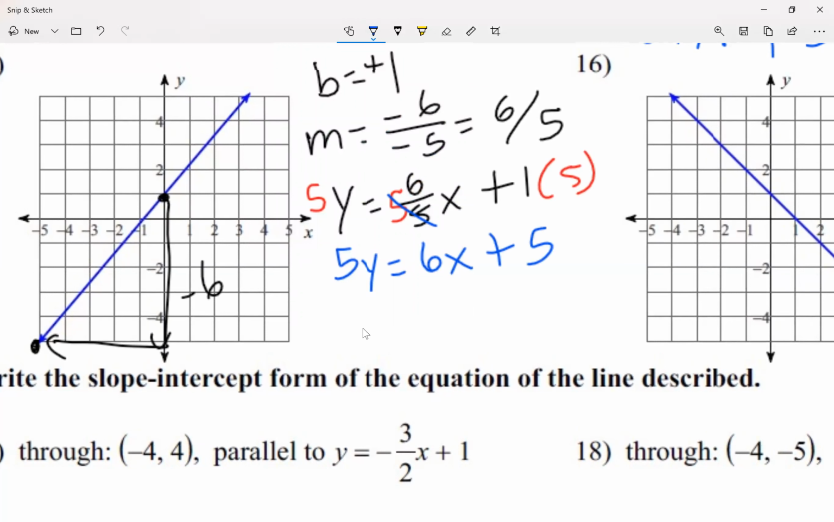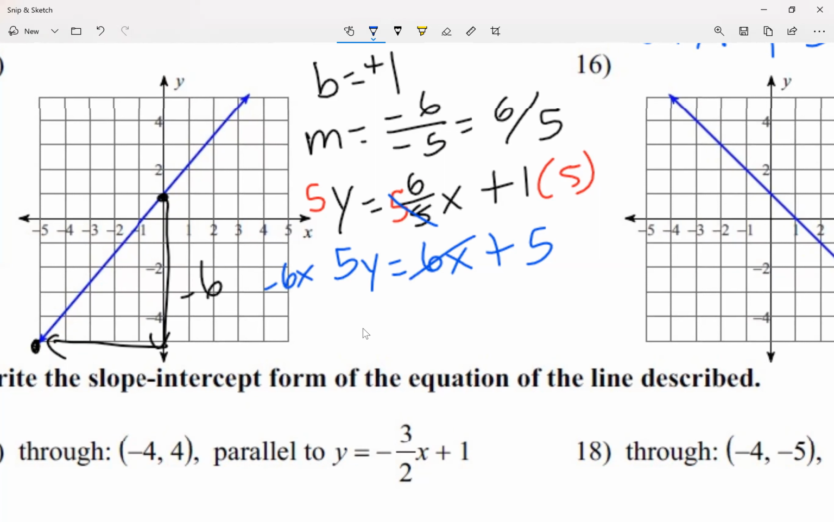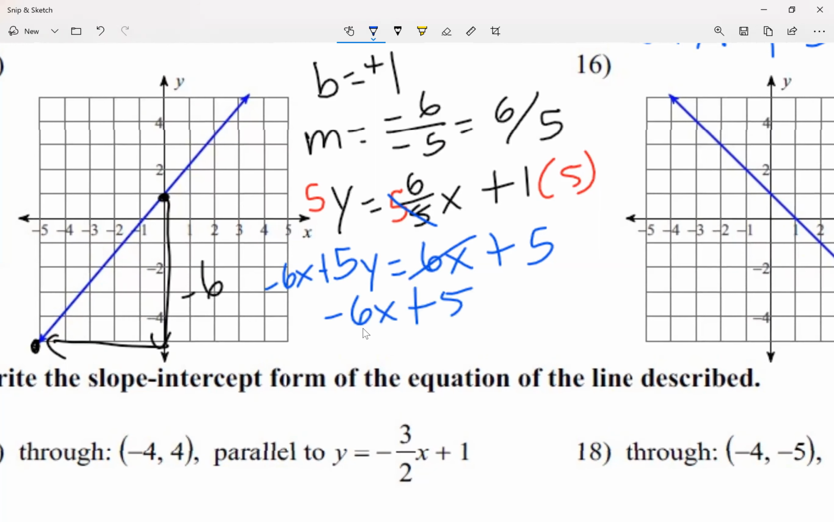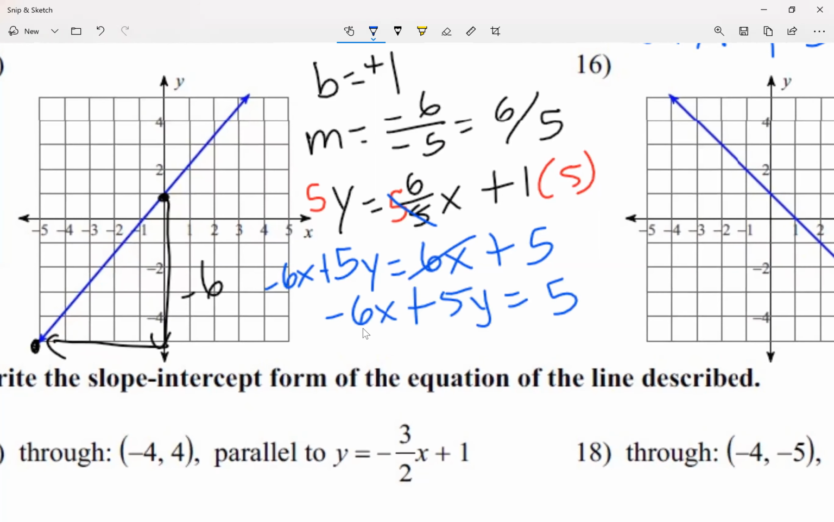So to begin with, no fractions. Second of all, the x and the y have to be on the left side. So this positive 6x, let me move it to the left side as a negative 6x. So now I have negative 6x plus 5y is equal to 5. We're almost done. There's 3 things that have to happen. No fractions, x and y on the left side. And the third rule is the x value cannot start with a negative. My first number cannot be negative.